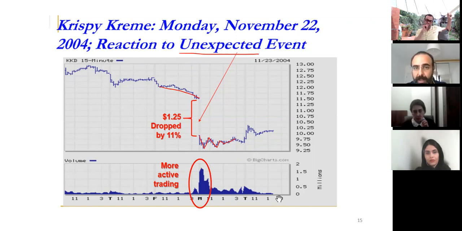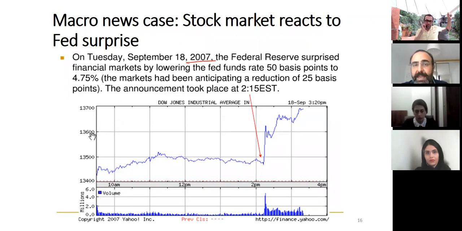The other one was the famous 18th of September 2007. Everyone was anticipating the rate cut of 50 basis points, which is 0.5%, to 4.75. The market had been anticipating a reduction of 25 basis points. So everyone was anticipating 25 basis points. Suddenly the Federal Reserve Committee decided to cut it by 50 basis points.